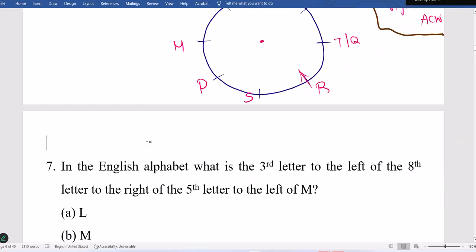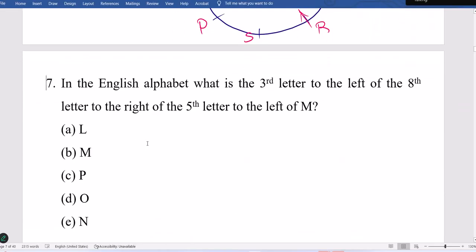Now see the next question related to reasoning. What is the third letter to the left of the eighth letter to the left of the fifth letter to the left of M? Third letter to the left of, eighth letter to the right of, fifth letter to the left of M.